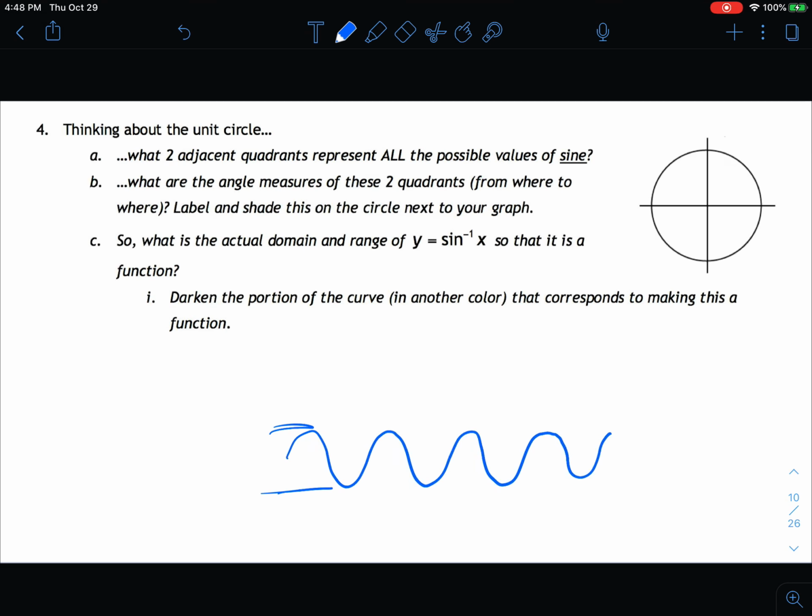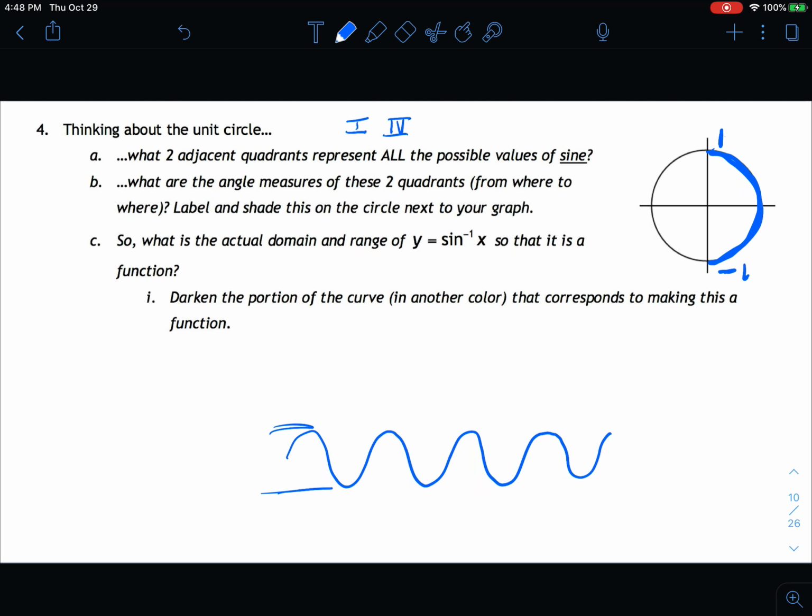So if we look here and here, that only gives me outputs from 0 up to 1, so that's not going to work. What if we did here and here? Well, that only gives me outputs 0 to -1, so that's also not real helpful. But if we look here, notice we get outputs up at 1 and down to -1. So this is the two adjacent quadrants, and this is going to work really nicely for us. The quadrants here are quadrant 1 and quadrant 4.